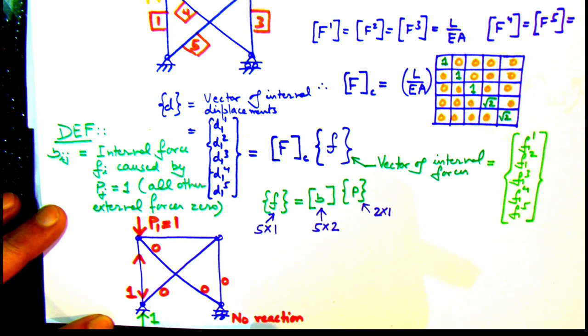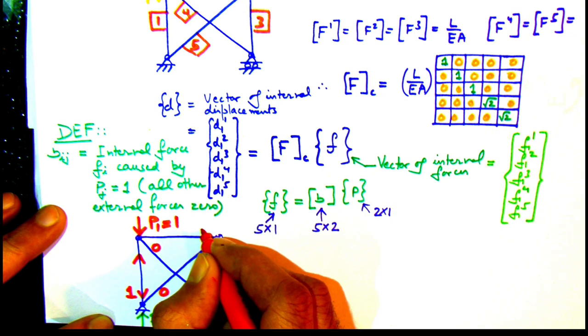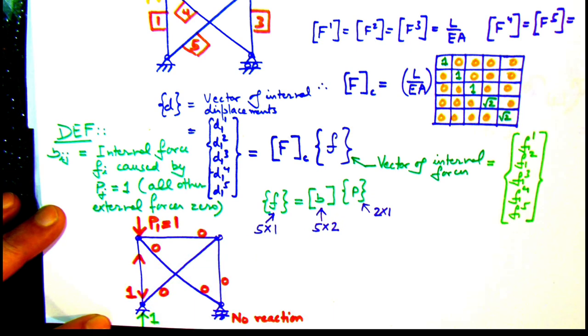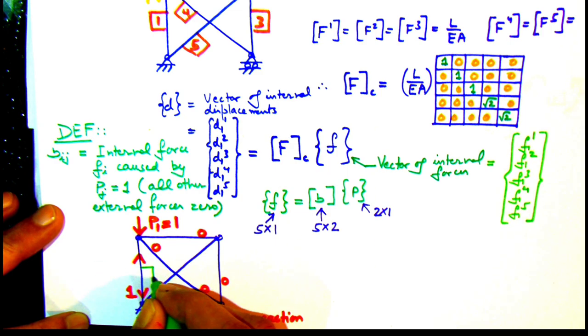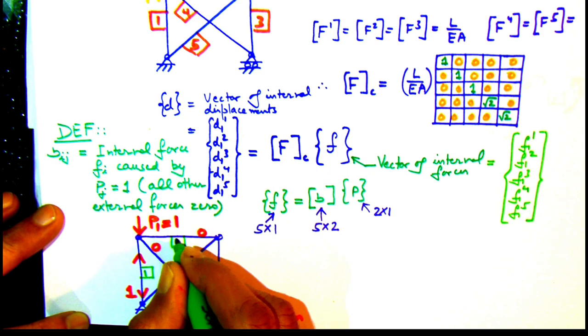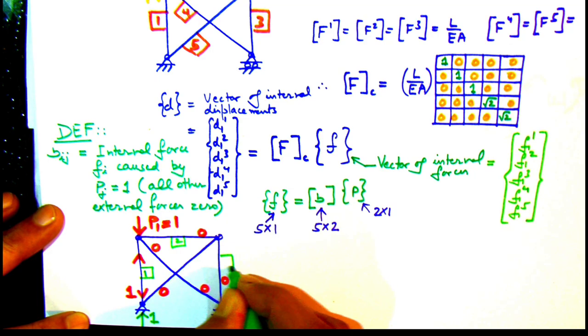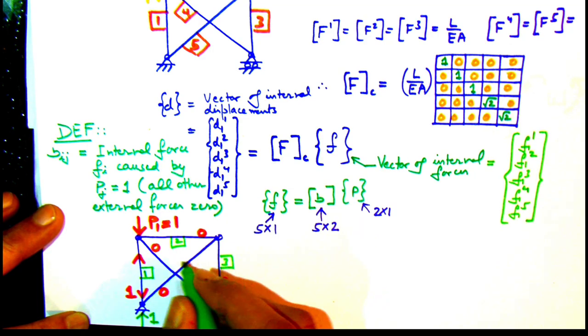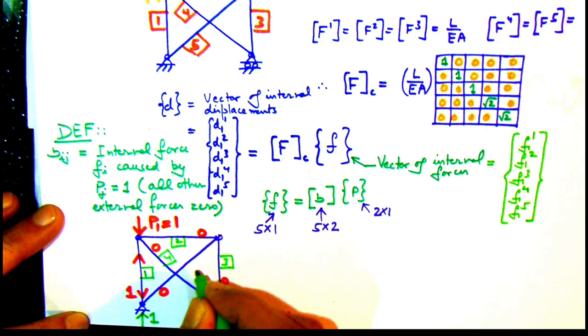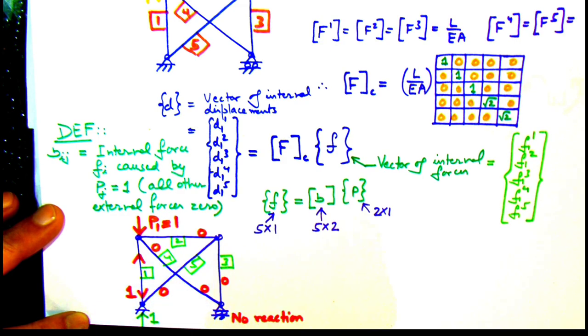Once we complete this process joint by joint, we will find that only one vertical member, that is the left vertical member, has a compressive force of unit value. So now these forces in various members, if we just arrange them vertically, we'll get the first column of the B matrix.